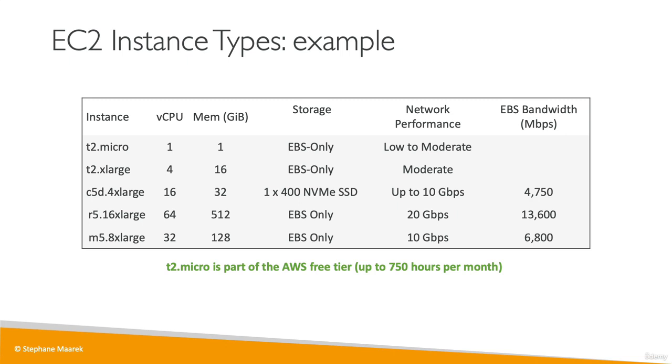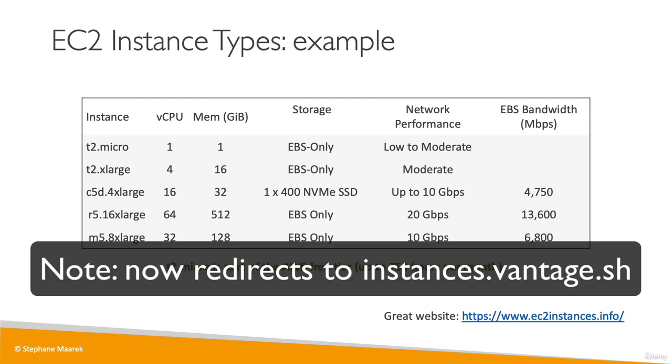Because we're using the T2 micro in this course, it is part of the AWS free tier, so we get up to 750 hours per month of T2 micro. If you want a website to compare all the EC2 instances together, there's one that I really like. It's called ec2instances.info, and I'll show it to you right now.